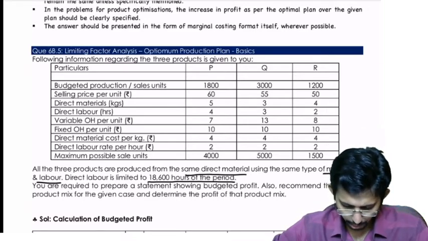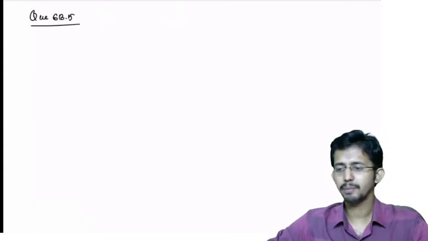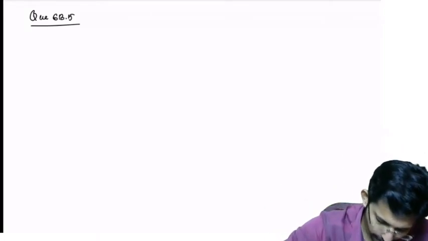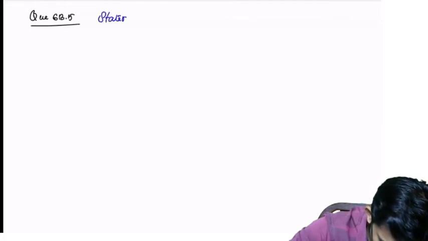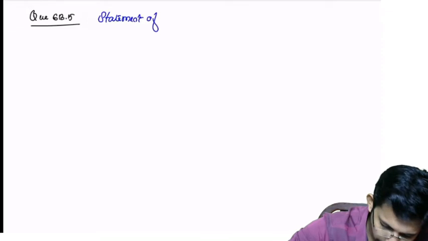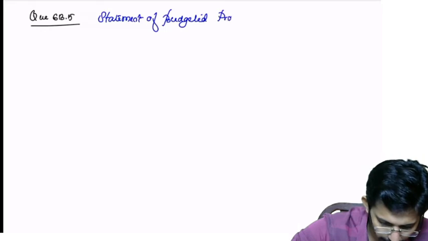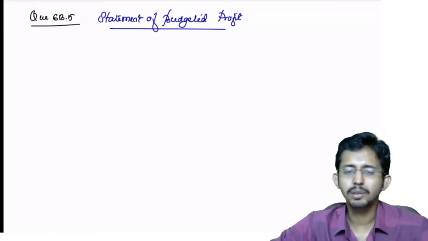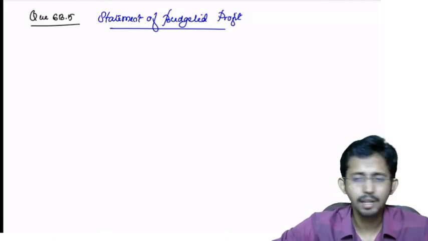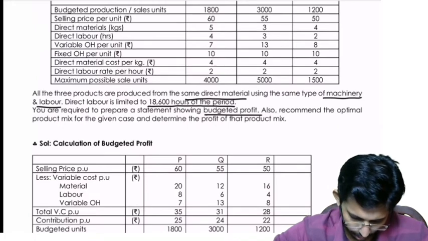Okay, so first sub question is to compute the budgeted profit. So straight away you can write statement of budgeted profit. You have how many goods? You have three products, so it is a multi-product situation. And is there any limiting factor? Yes, there is a limiting factor. Which is the limiting factor? They talk about direct labor hours.